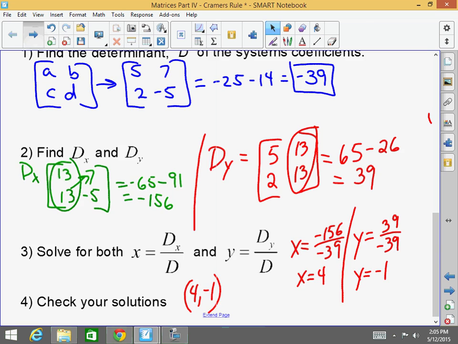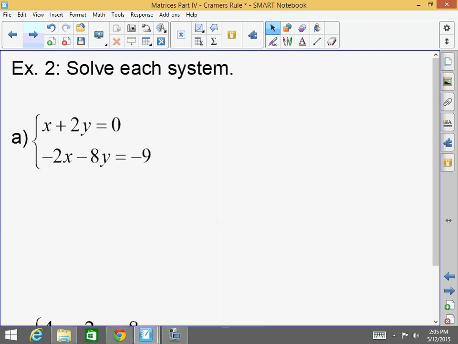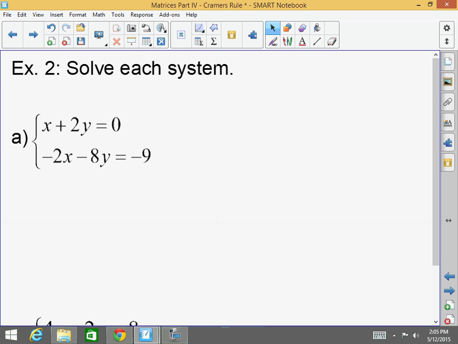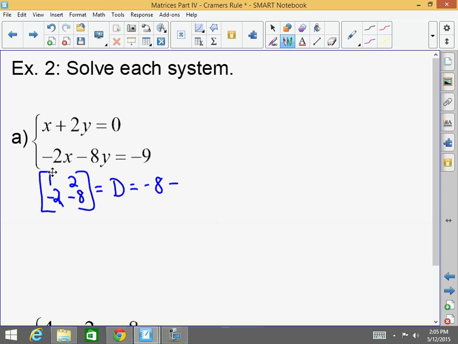Okay, thank you. So now, we'll do a couple practice ones, and then I'll show you the 3x3s. So let's knock this out. First things first, let's find my main system matrix, which is 1, 2, negative 1, and negative 2. Sorry, thank you. So let's find my main determinant. 1 times negative 8 is negative 8 minus negative 4. So my main determinant is negative 4.